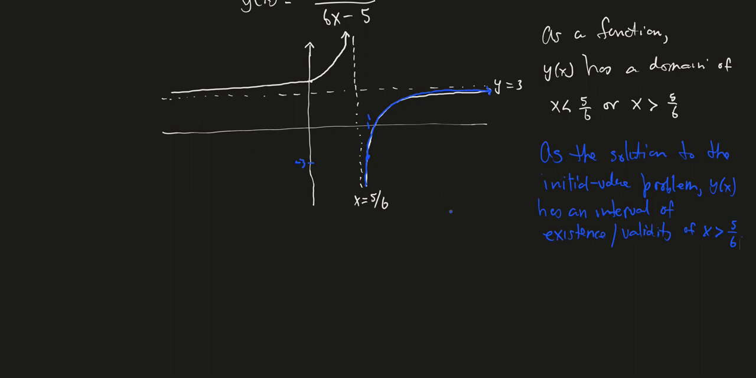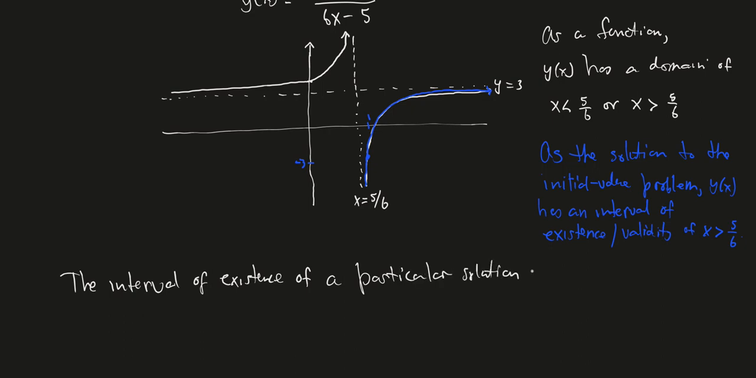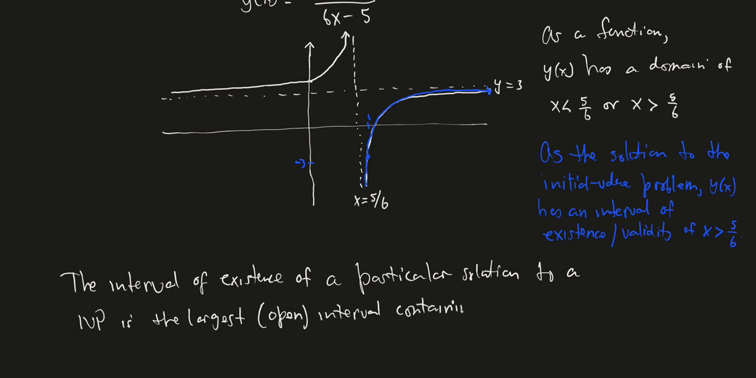formally what the interval of existence is saying. So the interval of existence of a particular solution to an initial value problem, so I'll just say IVP, is the largest, and it's usually an open interval, so I'll put it in parentheses, the largest open interval, and that interval has to contain the initial value, which in this case is x equals 1.